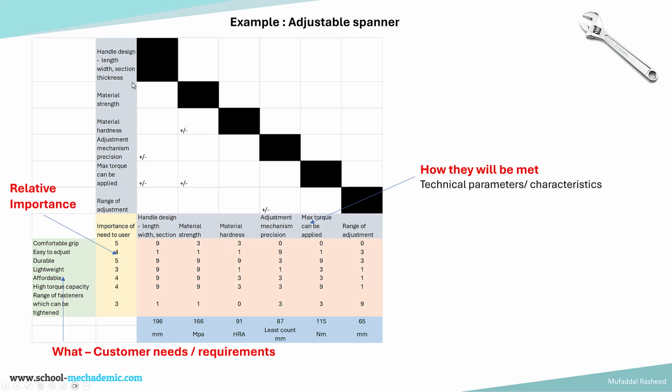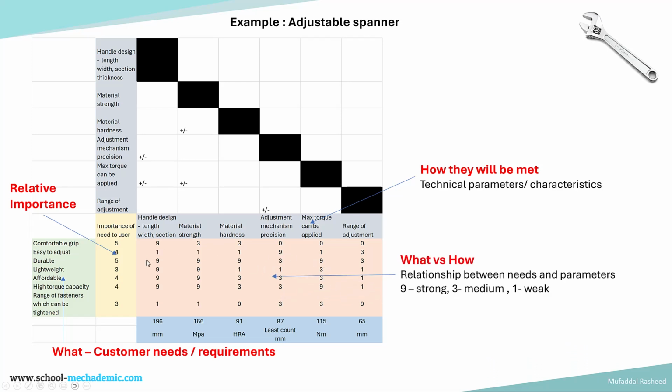And this matrix on top is the interrelationship between the engineering parameters. So material strength will have a direct relationship with the material hardness. It can be positive, it can be negative. Adjustment mechanism precision will have a direct relationship with the handle design. Max torque which can be applied will have a direct relationship with the handle design. Of course, the handle design, the section will have a direct implication on the max torque which can be applied. The adjustment mechanism's precision will have a direct implication on the range of adjustment of the spanner. Like that, this is the matrix for the interrelationship between the engineering parameters.